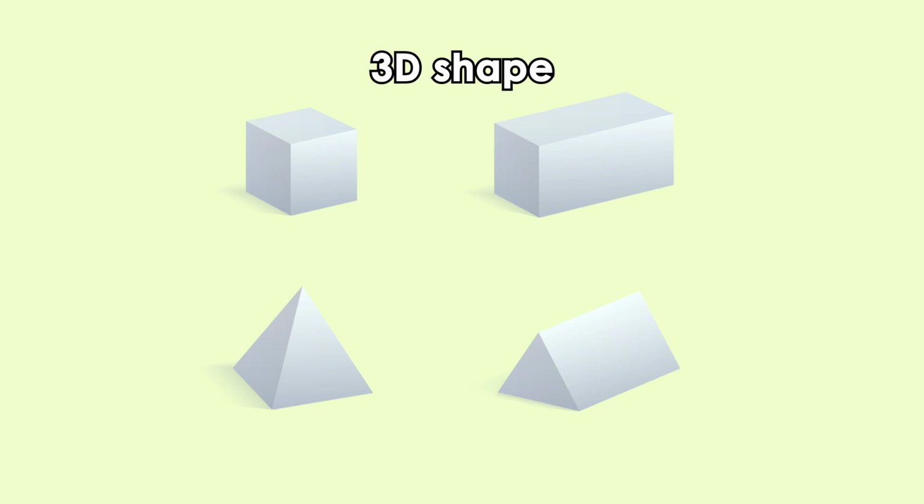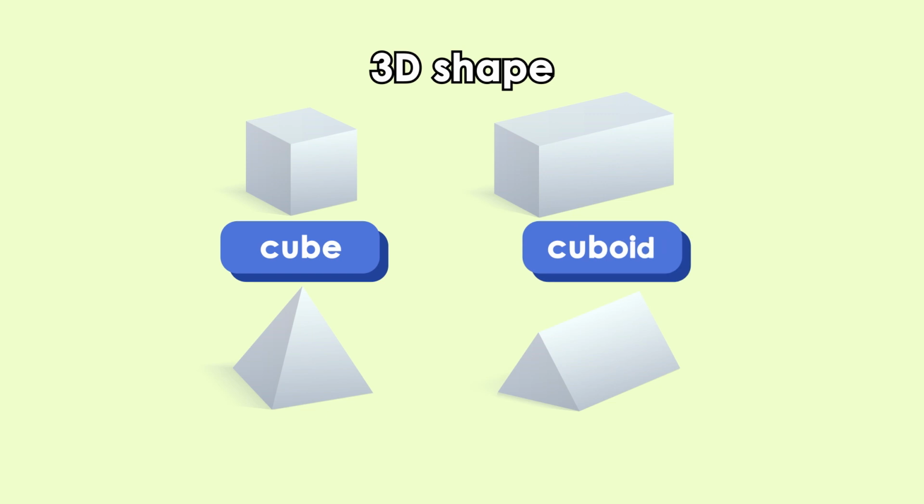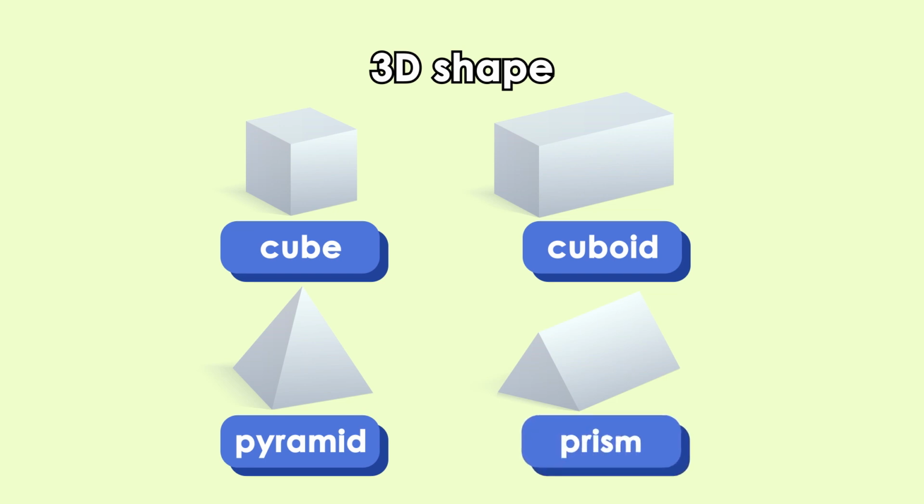Let's get started. Boys and girls, before we start, can you recall some of the 3D shapes you have learned? Let's name them. This is a cube. This is a cuboid. This is a pyramid. And this is a prism. Well done! You can name all of these 3D shapes correctly.